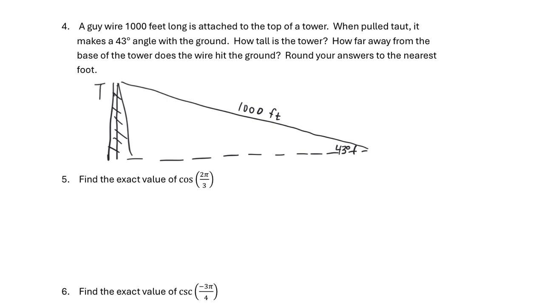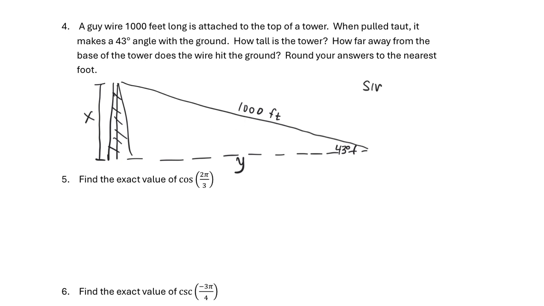Question is, well, one of the questions is how tall is the tower? The other question is how far from the base of the tower does the wire hit the ground? So let's solve for x first. If we're going to use 43 degrees and we're going to reference this, then x is the opposite side and we have the hypotenuse. So opposite and the hypotenuse, we could use the sine function.